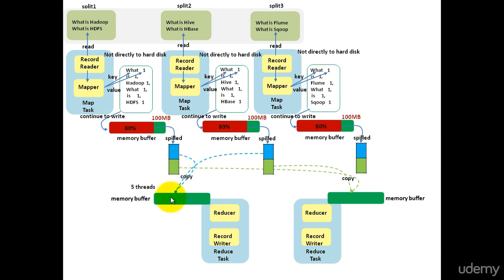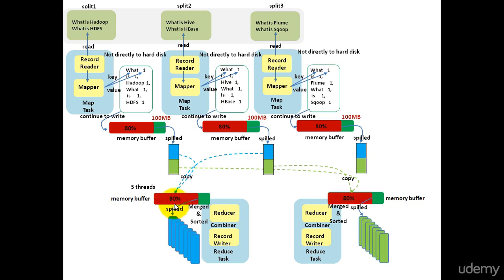It copies the data to its memory buffer. When 80% of the buffer is consumed, then the records are spilled to the disk. Before spilling, it is merged and sorted. Again, the combiner function is run here so that fewer records are written to the disk.